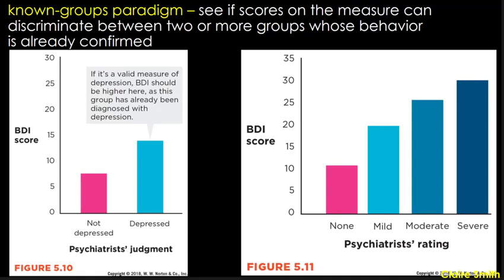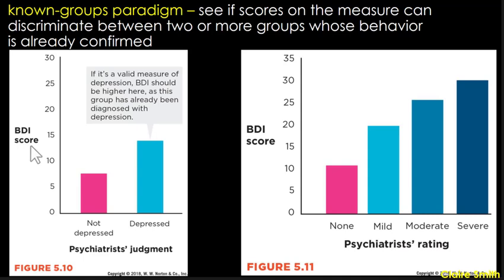So examples your book gave, definition first, I suppose. So you want to see if scores on the measure can discriminate between two or more groups whose behavior is already confirmed. Okay, so for example, this is using the Beck's Depression Inventory. So it's a scale used to measure how depressed someone is, right? Or maybe a potential measure. We don't know if it's really good or not. So to determine if this is a valid way to measure depression, we get a group of people who aren't depressed and a group of people who are depressed, okay, based on some psychiatrist's evaluation.